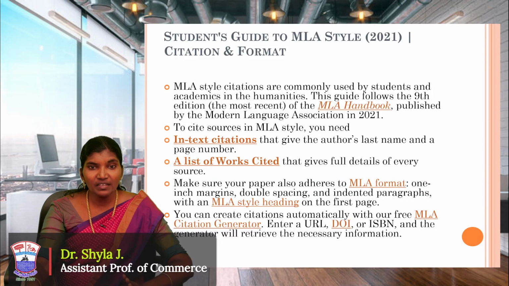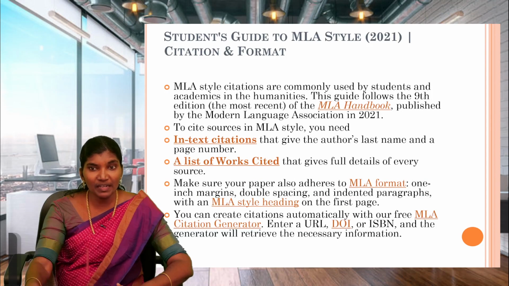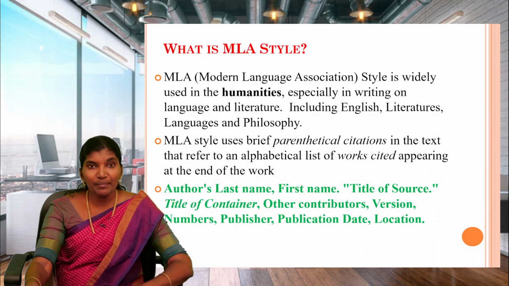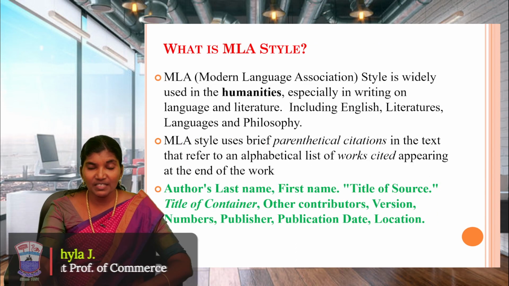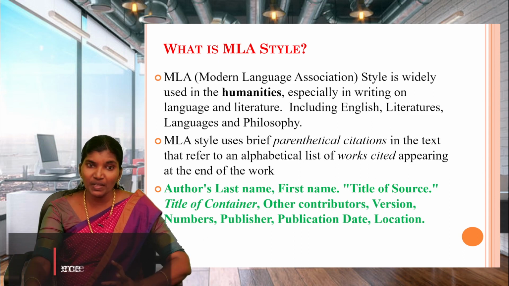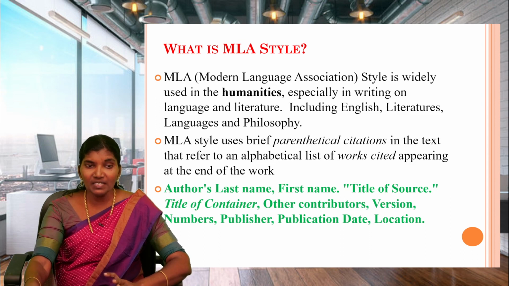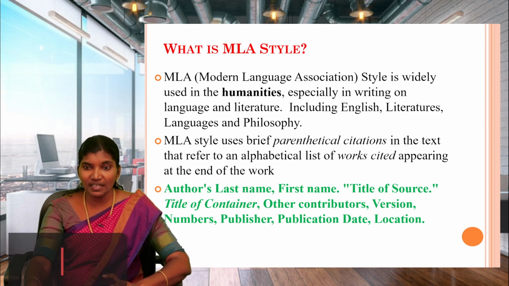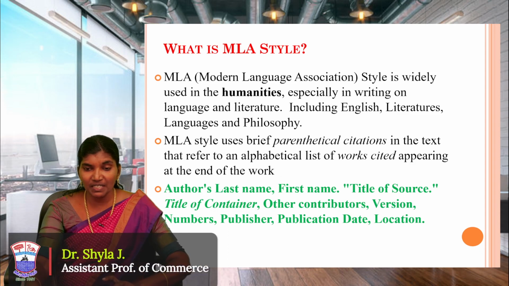So we'll start with the second citation style, which is MLA style. So what is MLA style? Modern Language Association style is widely used in the humanities, especially for humanities research work. You can apply this MLA citation or reference style especially for language and literature, including English, literatures and philosophy. For those kinds of research papers, you can apply this MLA citation style. MLA style uses brief parenthetical citations in the text that refer to an alphabetical list of works cited appearing at the end of the work.